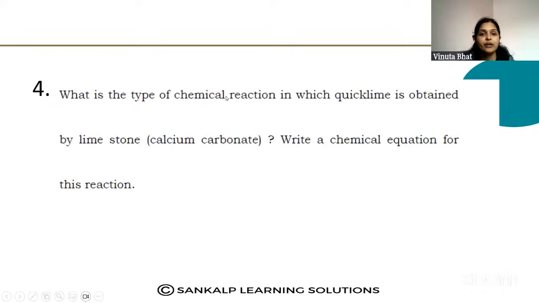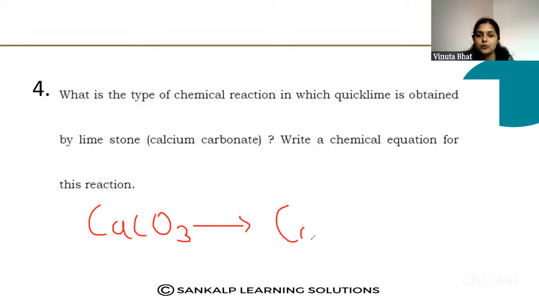What is the type of chemical reaction in which quicklime is obtained from limestone, calcium carbonate? Write the chemical equation for this reaction. So this is the same. When calcium carbonate is heated, it forms calcium oxide plus carbon dioxide. So this is the chemical reaction. This is the decomposition reaction. Here, write the chemical equation for this reaction. You should write the balanced chemical equation for this reaction. Okay.